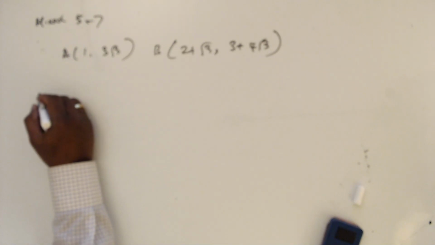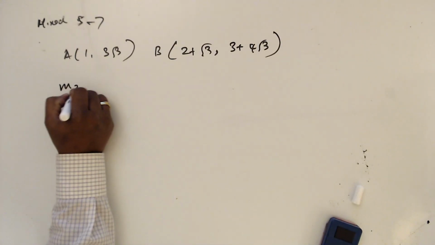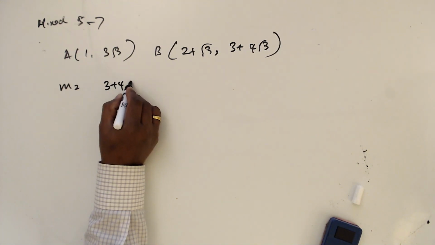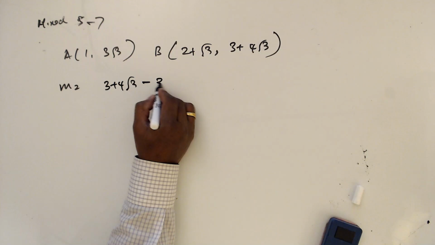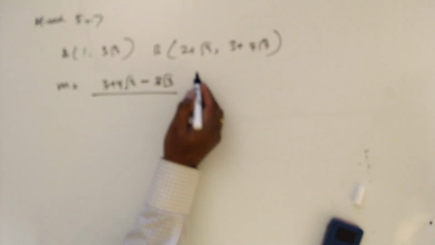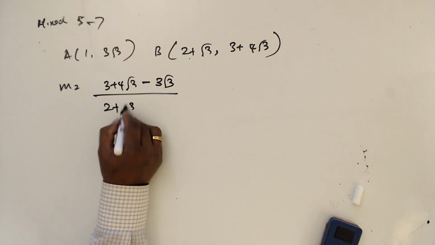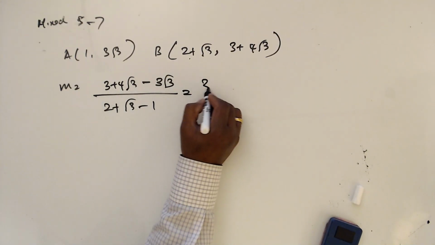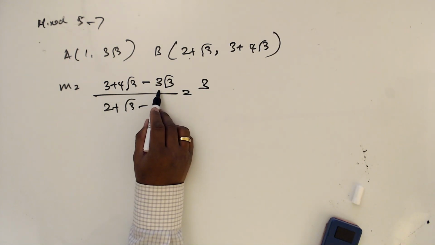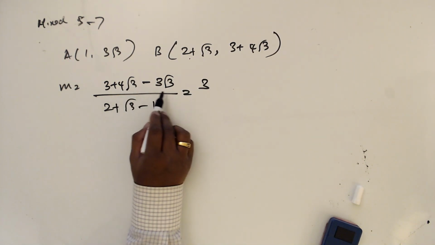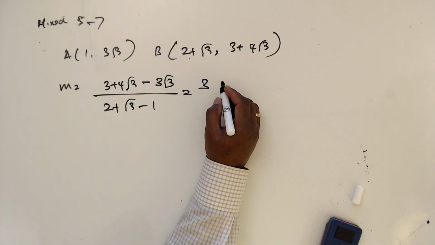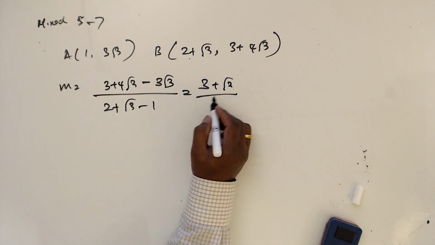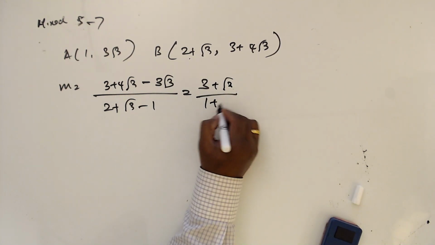L line basically. We'll find the gradient, y1 minus y2: 3 plus 4 square root 3 minus 3 square root 3 over 2 plus 3 square root 3 minus 1. So this is 3 plus 4 square root 3 minus 3 square root 3. 4a minus 3a is a. Likewise, this is square root 3 and this is 2 minus 1, 1 plus square root 3.